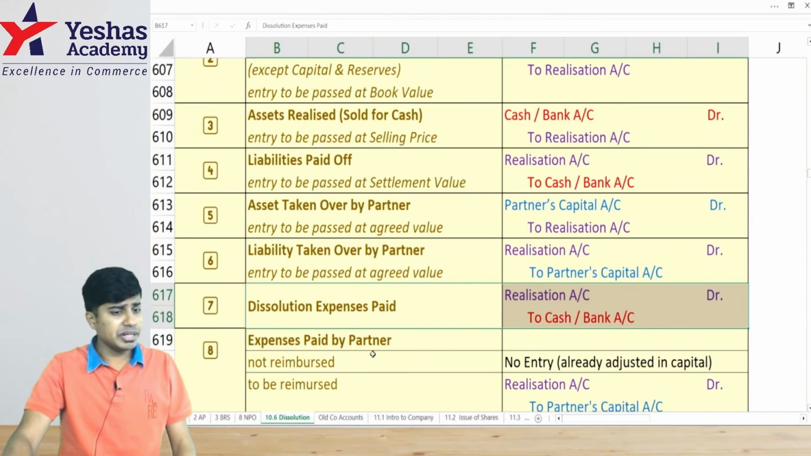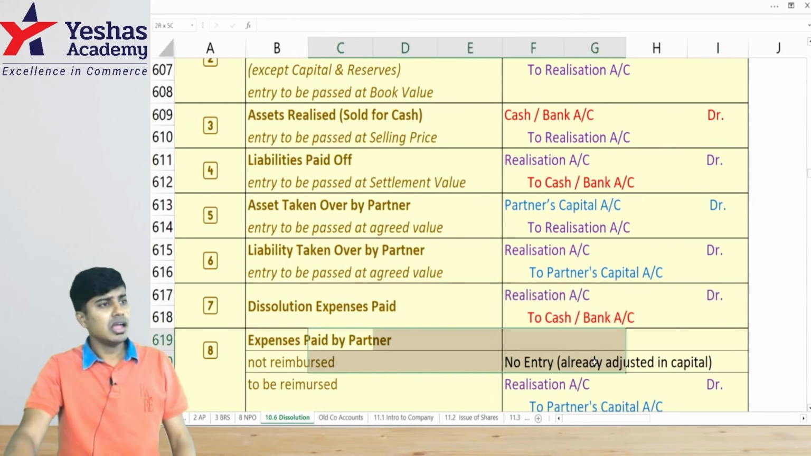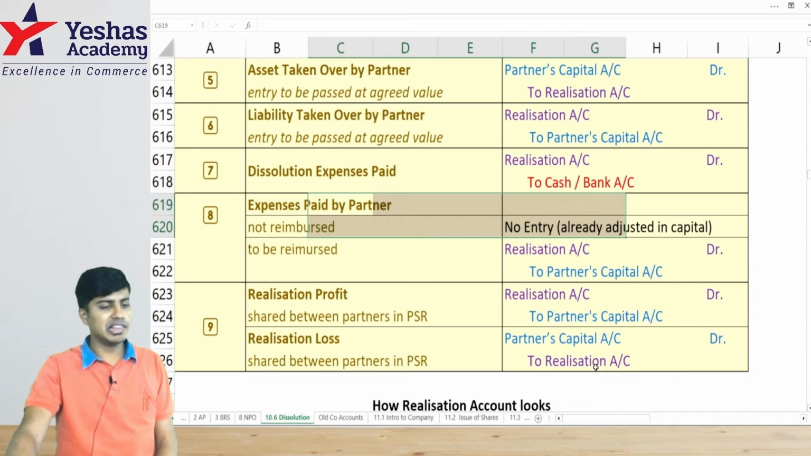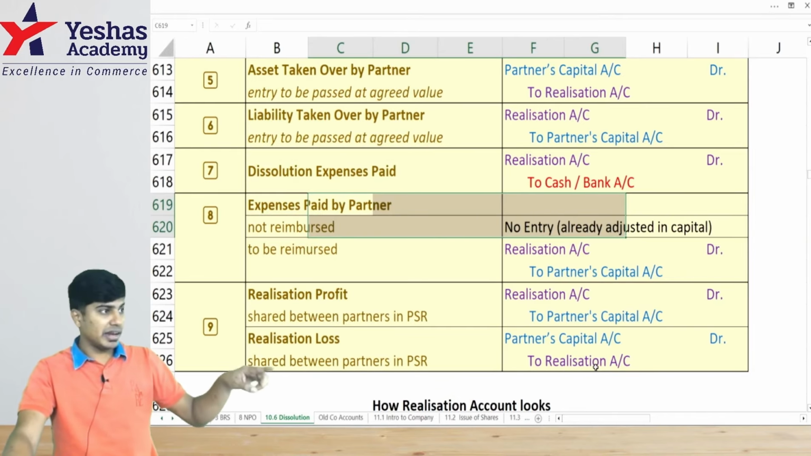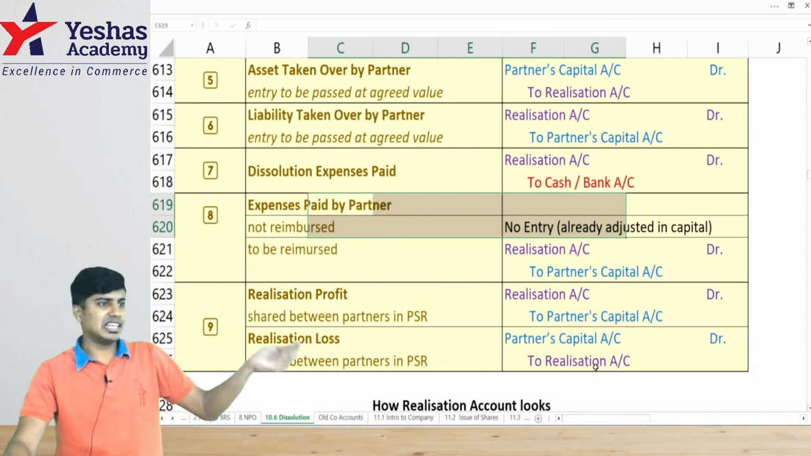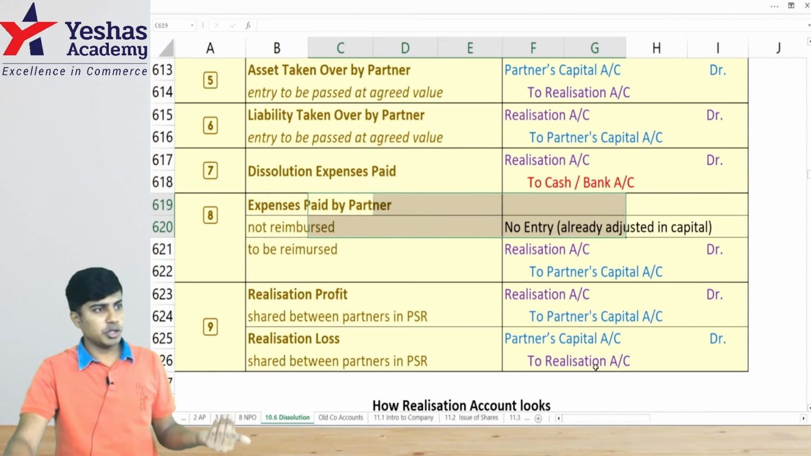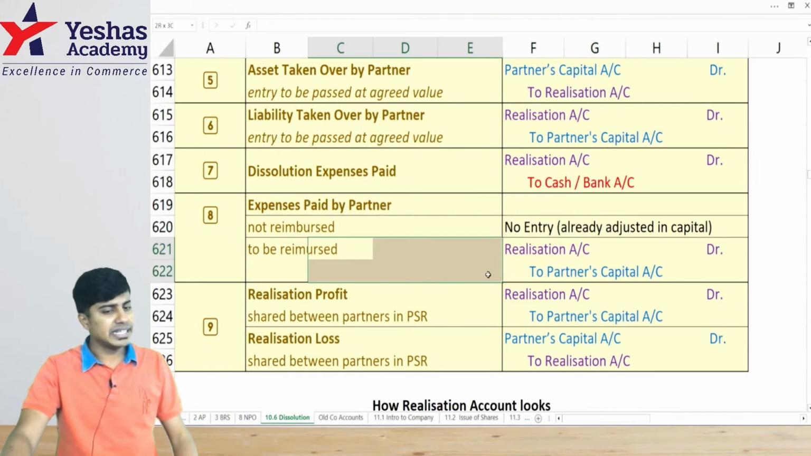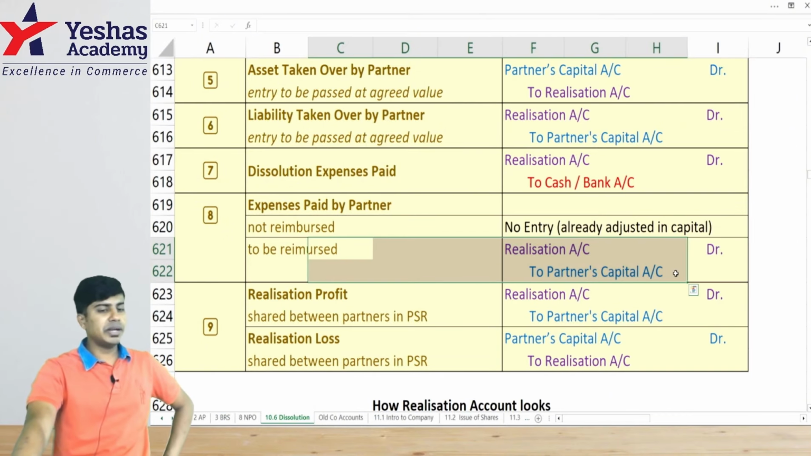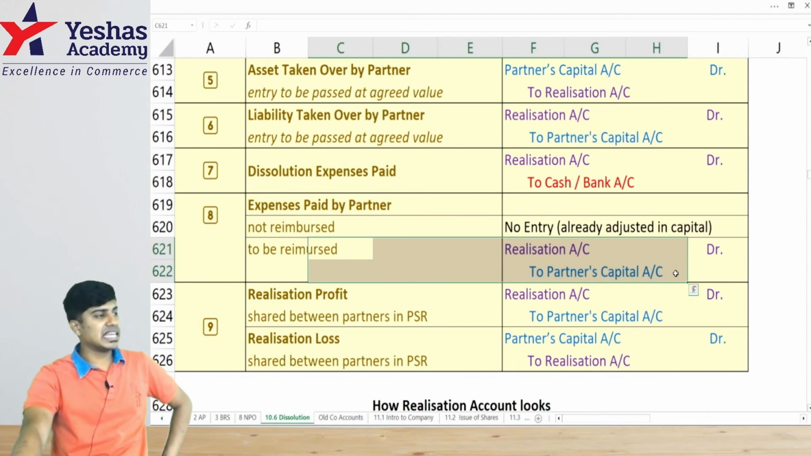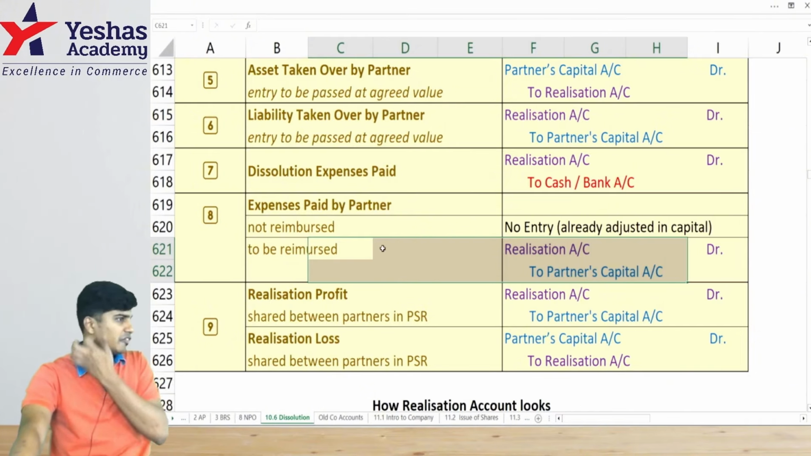What if the same realization expense is paid by a partner? If partner pays, will the firm write an entry? Firm will say, no, I will not write. But if the partner has paid and we are supposed to pay the partner, then we'll write an entry. If partner has paid on our behalf and we don't have to reimburse, then no entry. If we owe that money to the partner, partner's capital will increase. Credit partner's capital, debit realization. Entry will be realization account debit to partner's capital account. Everybody got this? What if there is profit in the process of realization?